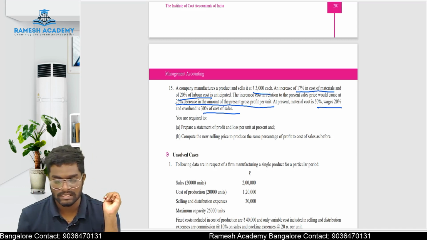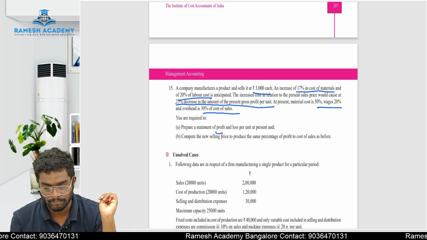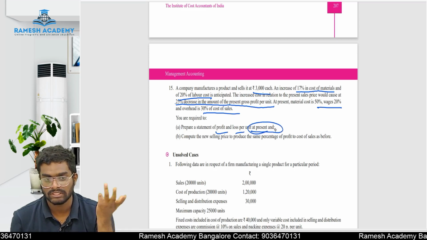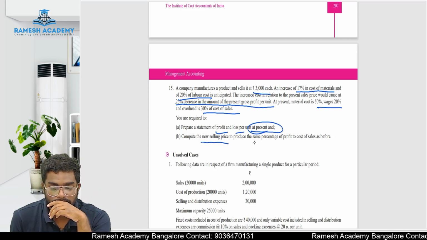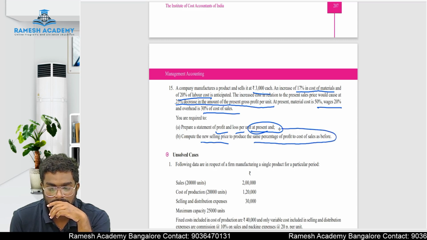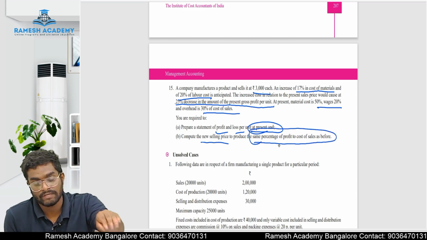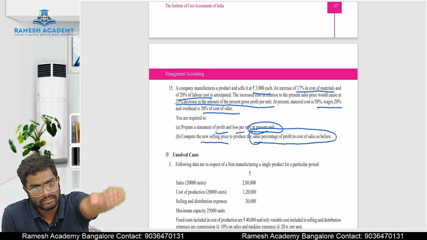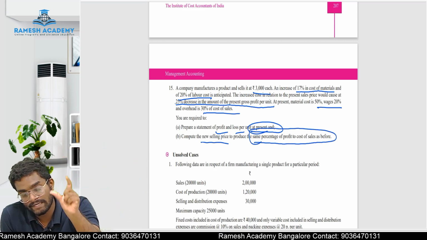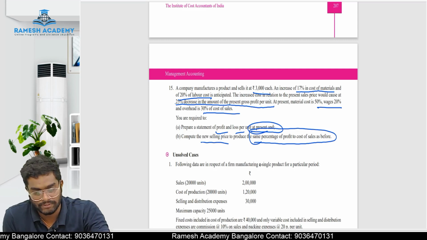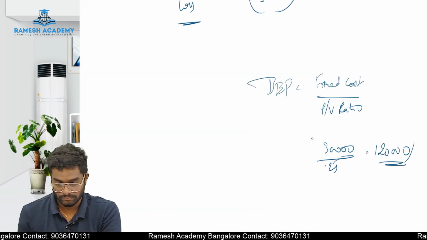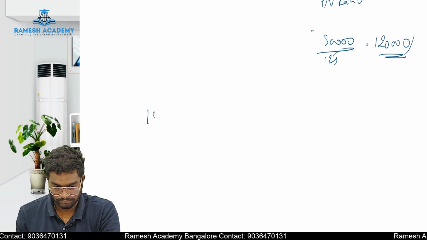Now what are they asking? They are asking to prepare a statement of profit and loss for the unit at present. So that is easy. Now compute a new selling price to produce the same percentage of profit. They are telling that if the gross profit is decreased by 25%, you have to find a price which helps us to get the current profit only. So we'll solve one by one.